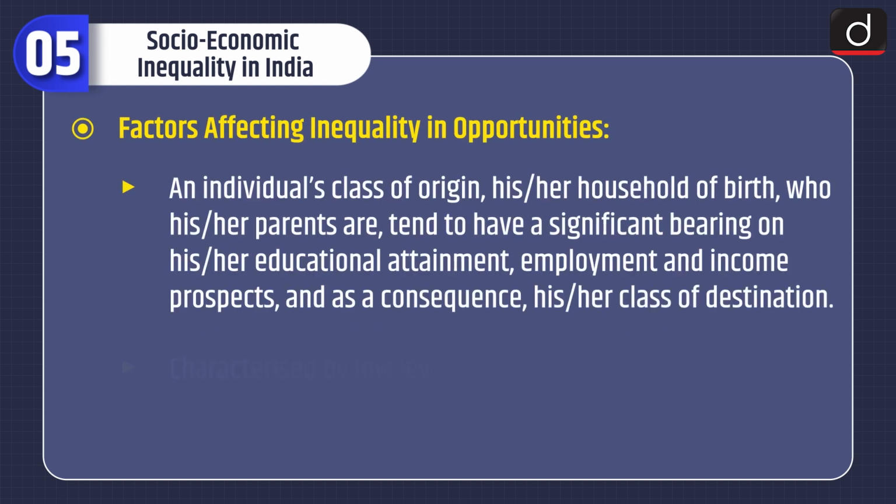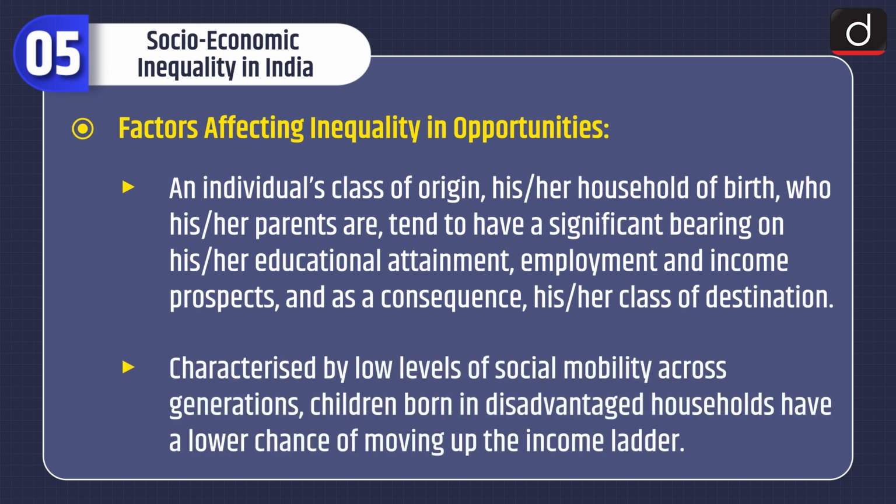An individual's class of origin, his or her household of birth, who his or her parents are, tend to have a significant bearing on his or her educational attainment, employment and income prospects, and as a consequence, his or her class of destination. Characterized by low levels of social mobility across generations, children born in disadvantaged households have a lower chance of moving up the income ladder.